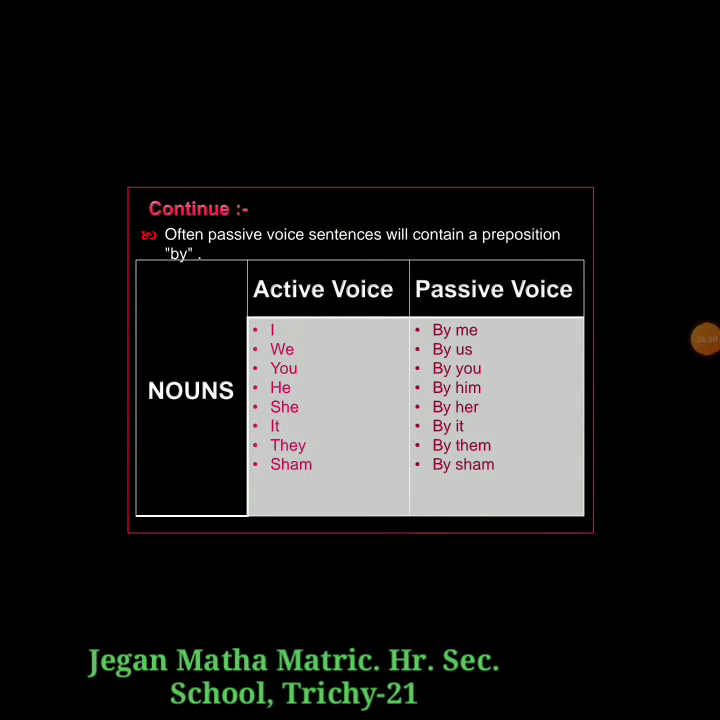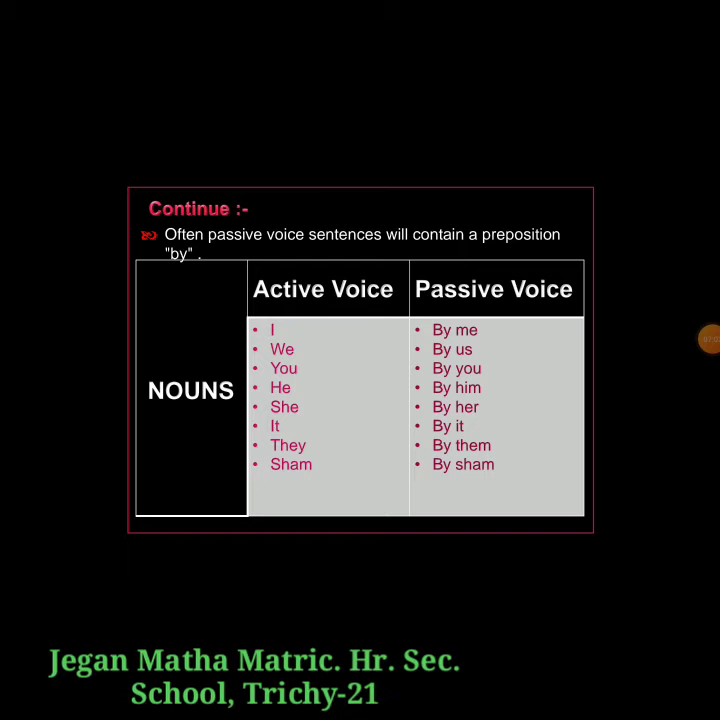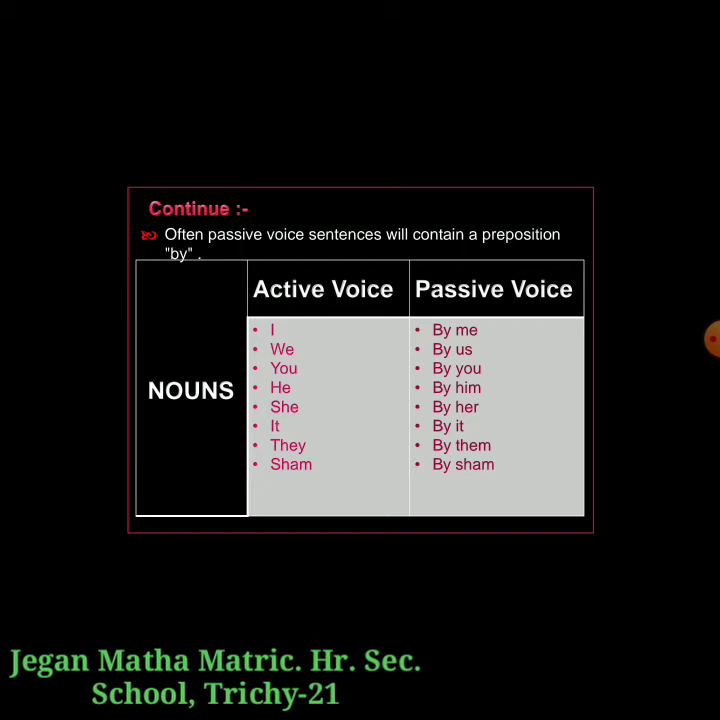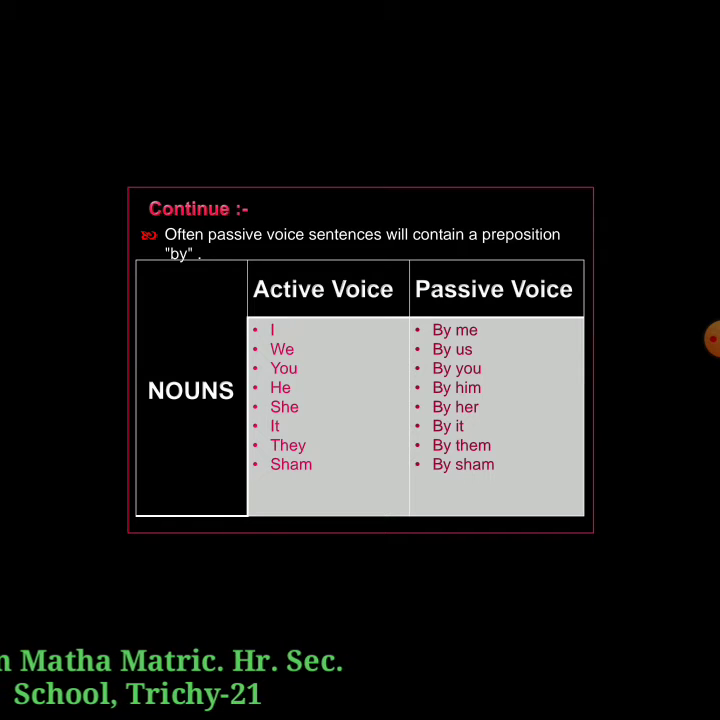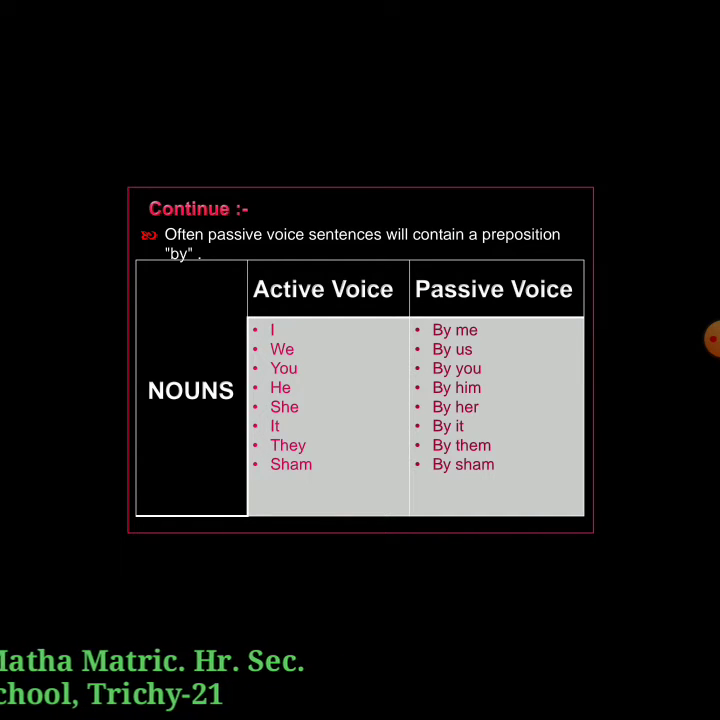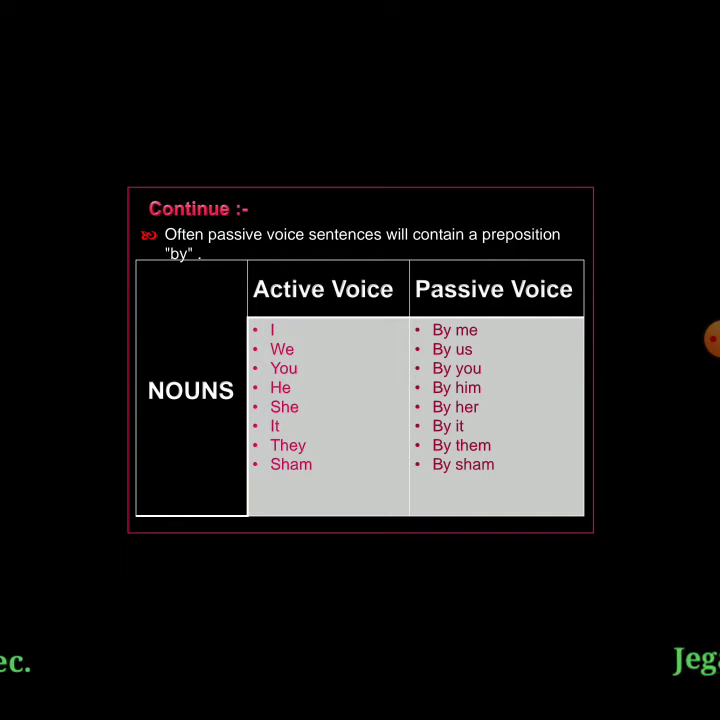Often passive voice sentences will contain the preposition by. From active to passive, I will change the pronouns. I changes to by me. We changes to by us. You changes to by you. He changes to by him. She changes to by her. It changes to by it. They changes to by them. Sham changes to by sham.